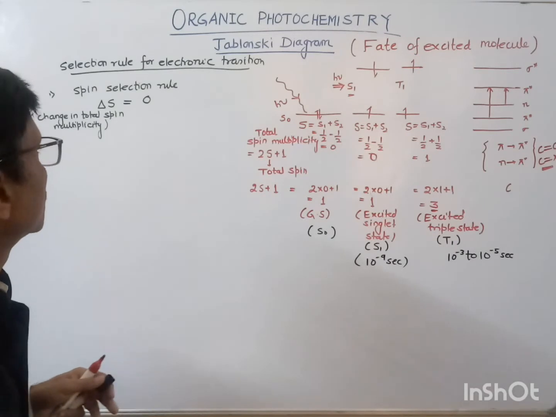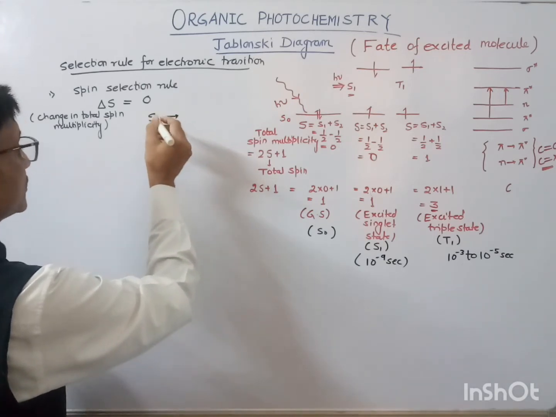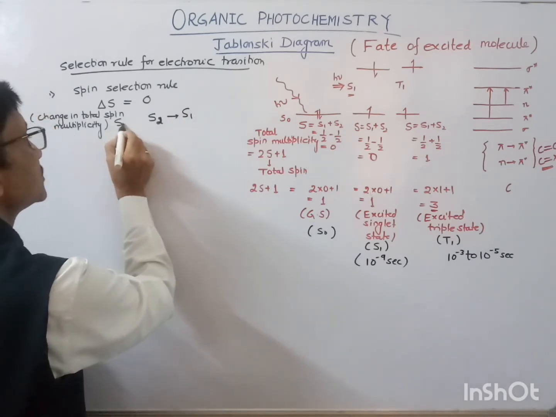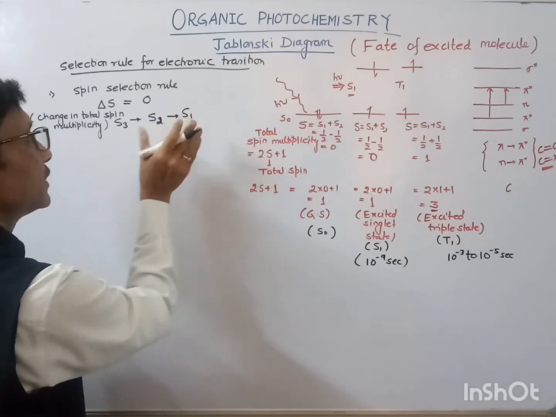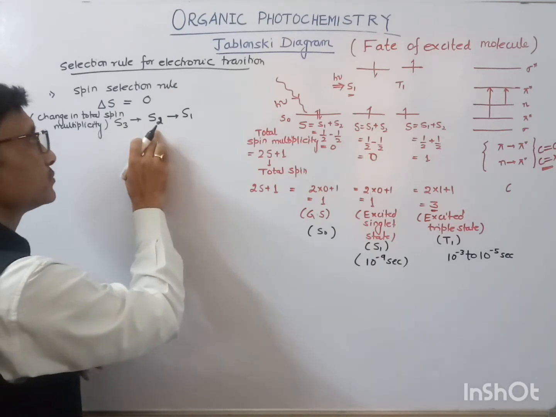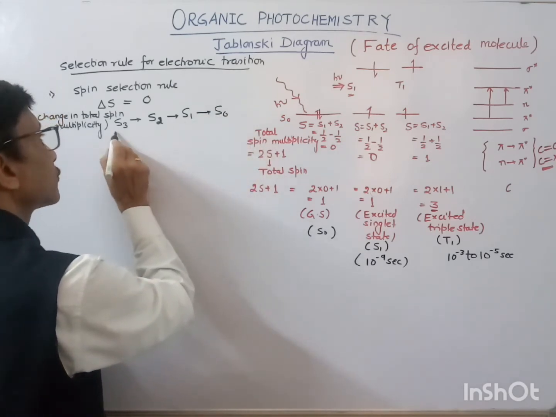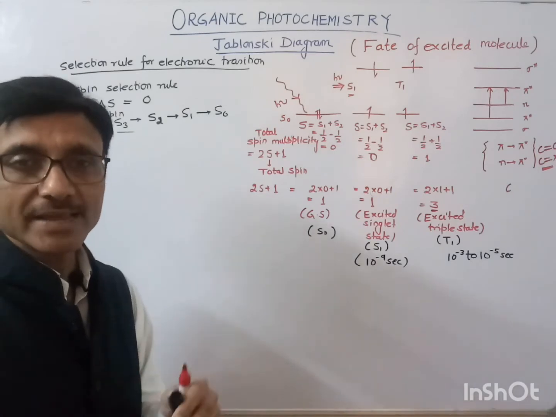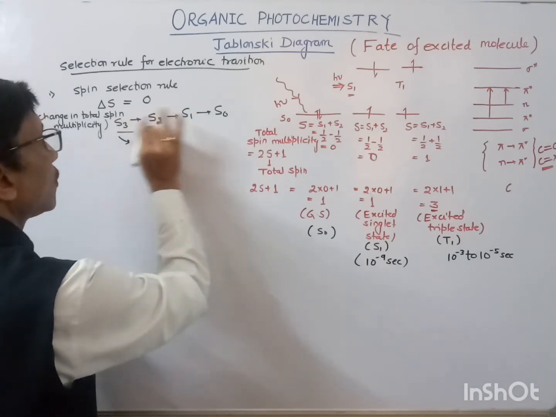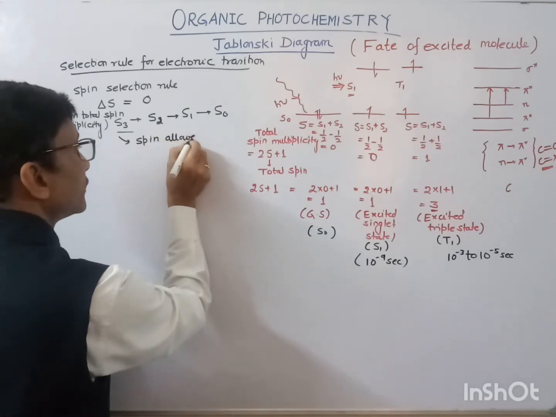The spin multiplicity should not change. So between states of the same multiplicity, transitions such as S2 to S1 or S3 to S2 are possible. Here the spin multiplicity is 1 in every state, so such electronic transitions are spin allowed transitions.